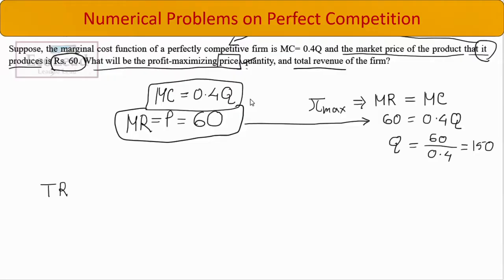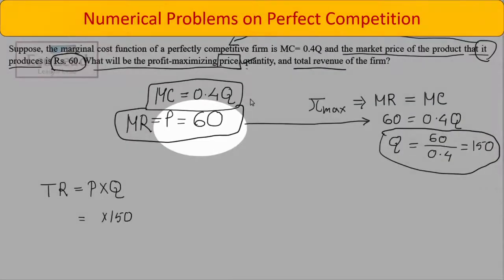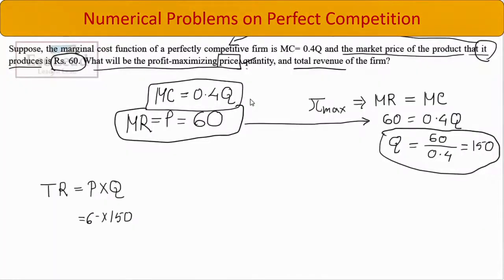Let us write total revenue as TR. What is the formula for total revenue? Total revenue is nothing but the price multiplied by the quantity. Quantity we have already identified: the profit maximizing output is 150, so we write 150 in place of quantity. The price information is already given, that is 60. So we need to multiply 60 by 150. The value will be 9,000.